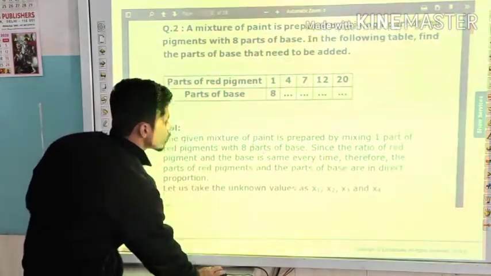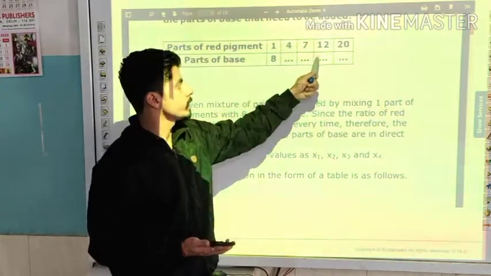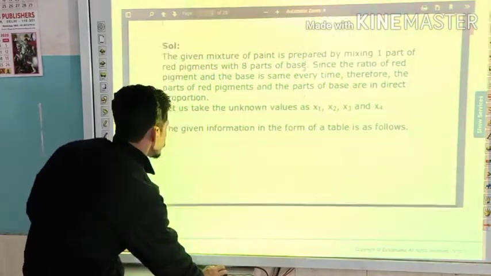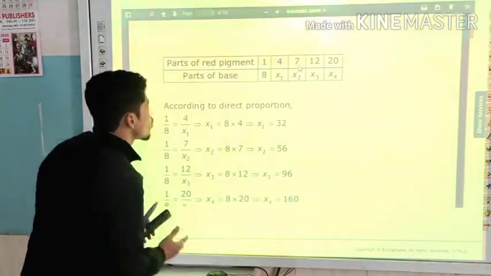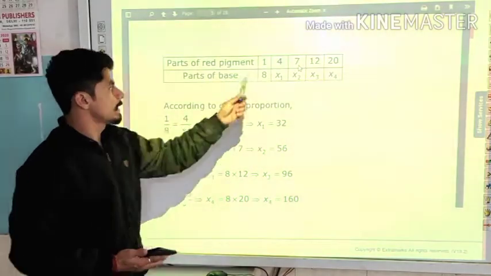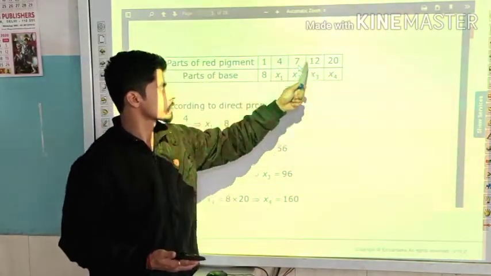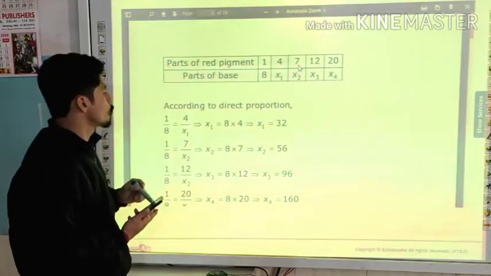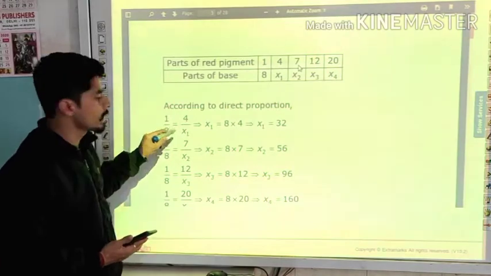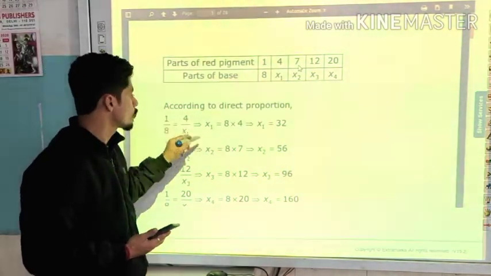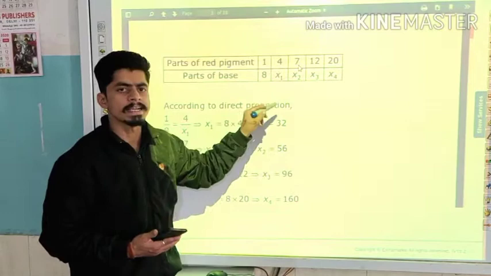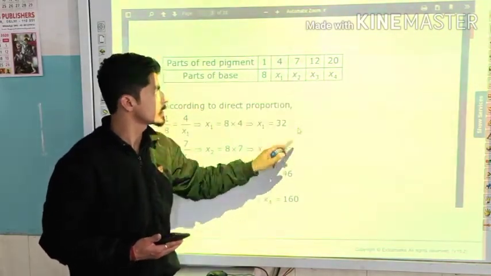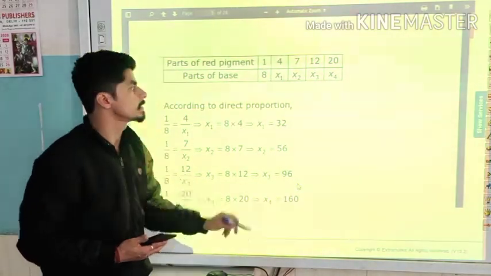Simply we take the values x1, x2, x3 and x4, and it is given in the ratio of 1:8. That means 1 upon 8 is equal to 4 upon x1, 7 upon x2, 12 upon x3, 20 upon x4. These are equivalent fractions, so we have to find the values. x1 will be multiplied with 1 and 8 will be multiplied with 4, and we get 32. That means 8 times 4 is equal to 32. Similarly 8 times 7 is equal to 56, then 96 and 160, and so on.